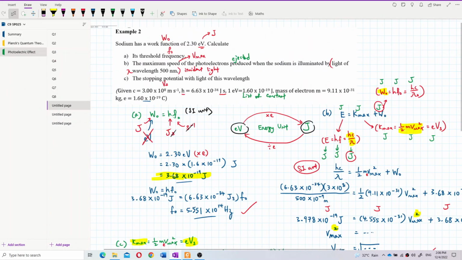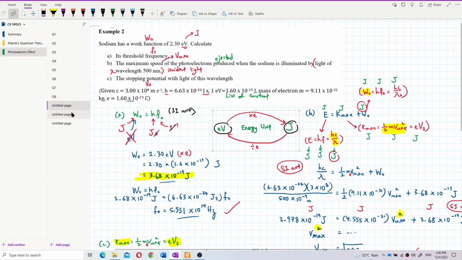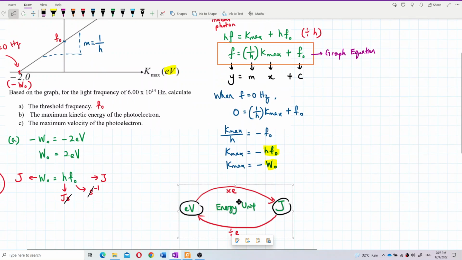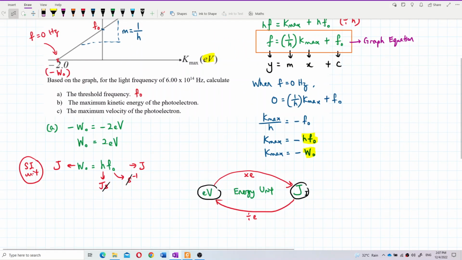I just want to take back what we have learned before. How to convert between electron volt and joule? If you want to convert electron volt to joule, you multiply by the electron charge. If you want to convert joule back to electron volt, you divide by the electron charge. Understand? Okay, good.